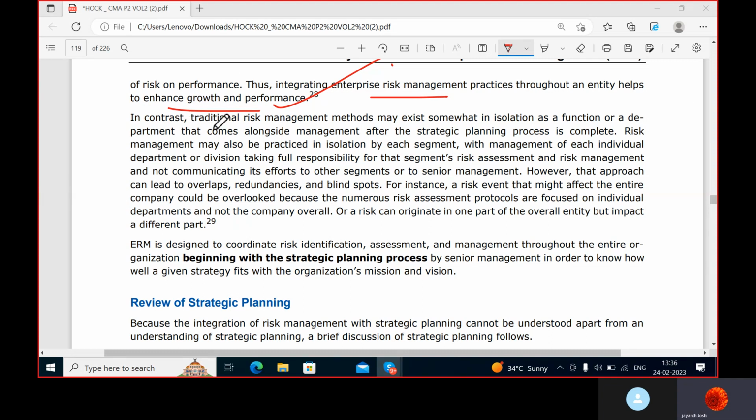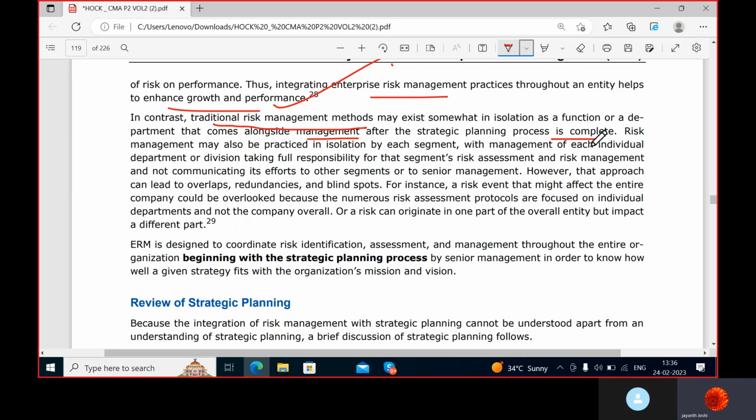Now, in contrast, traditional risk management methods may exist somewhat in isolation as a function or a department that comes alongside management after the strategic planning process is complete. That means previously also we had some risk management methods. Those were traditional methods. They were existing, but they were an isolated function. That means integration was not there in the strategy making process.